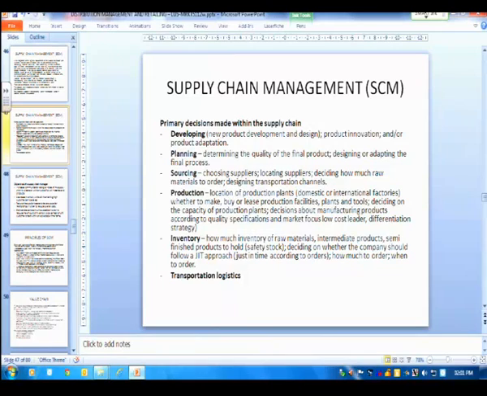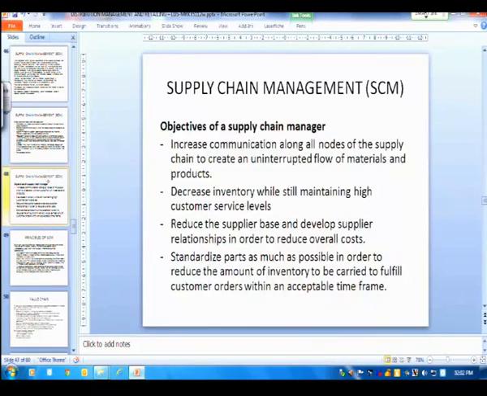Fifthly, inventory. How much inventory of raw materials, intermediate products, semi-finished products to hold, which is commonly referred to as safety stock, deciding on whether the company should follow a JIT approach, just in time, according to orders, how much to order, when to order, and then transportation logistics.